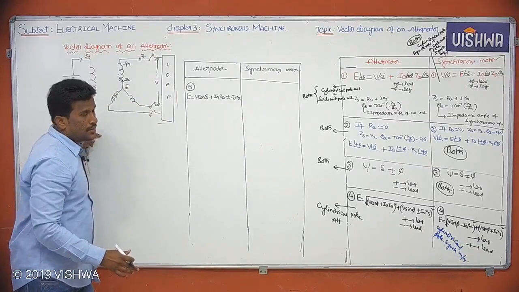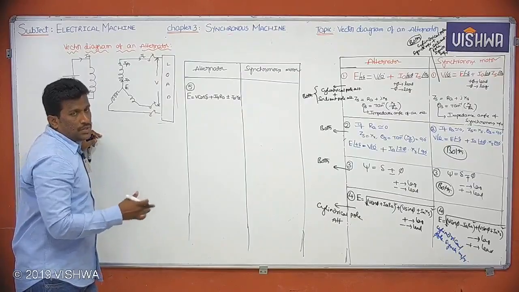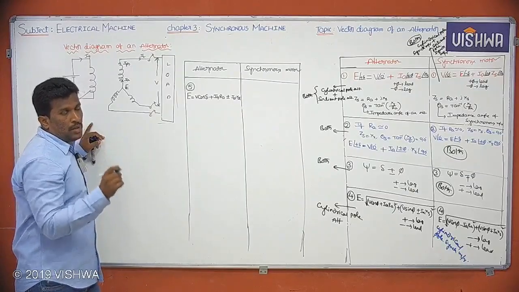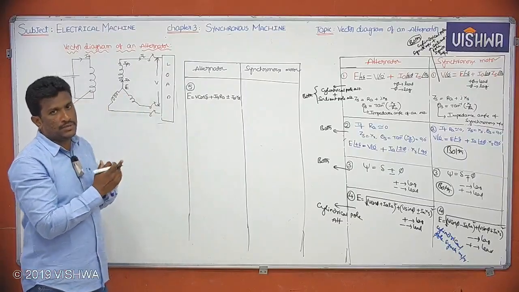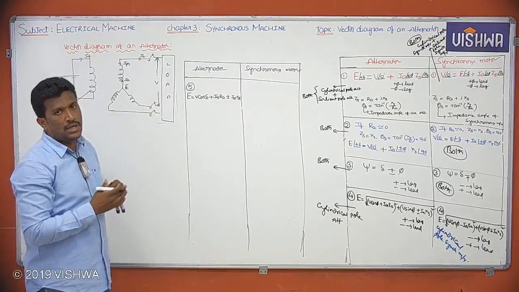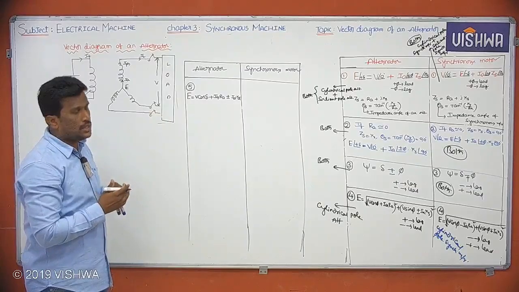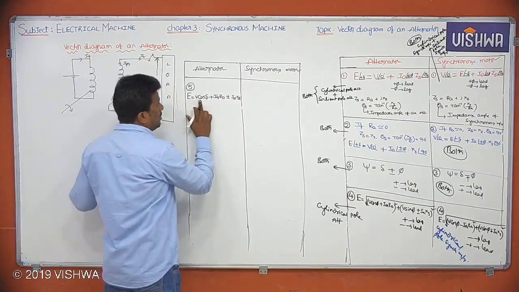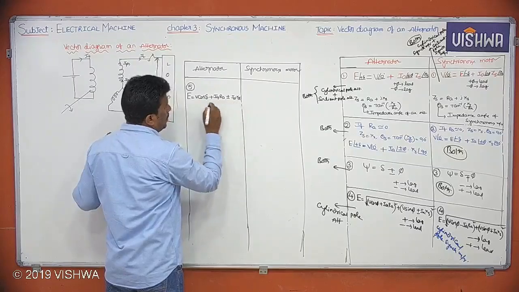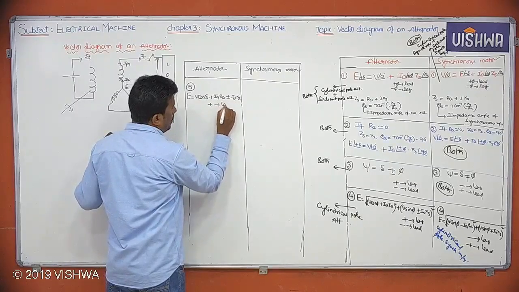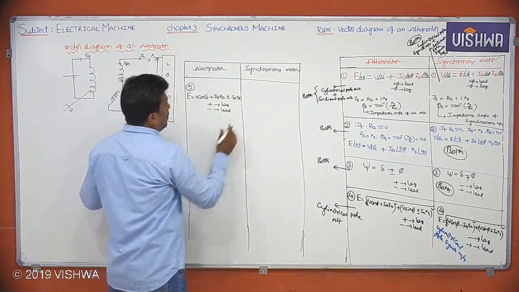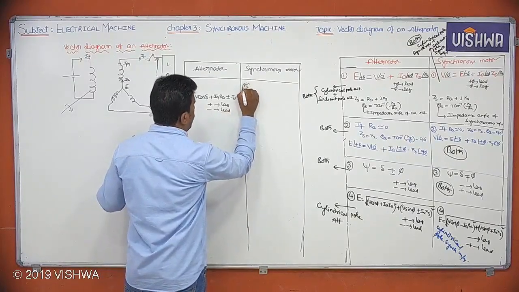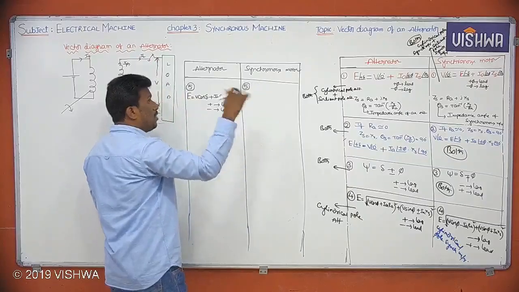You might have seen in two reaction theory, I told you wherever D, Q words are there, those formulas are valid for salient pole machine. Okay, just try to see that two reaction theory topic. E equal to V cos delta plus IQRA plus or minus IDXD, where plus is for lag, minus is for lead. So tell me this formula for salient pole synchronous motor.